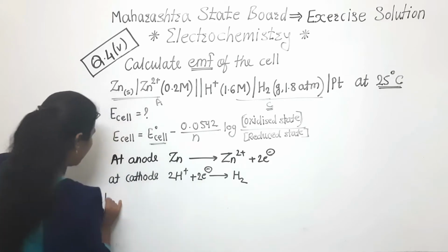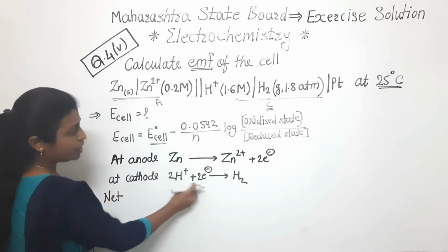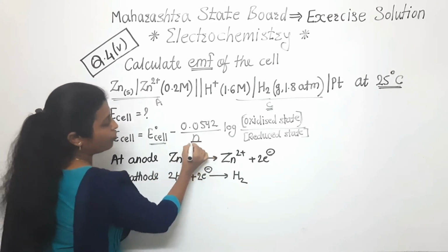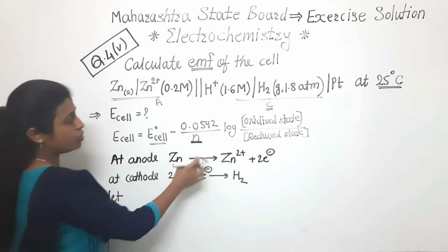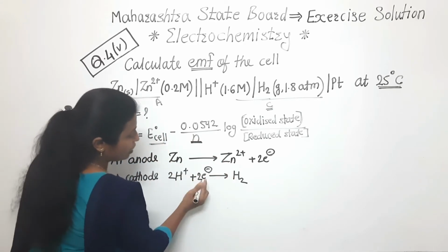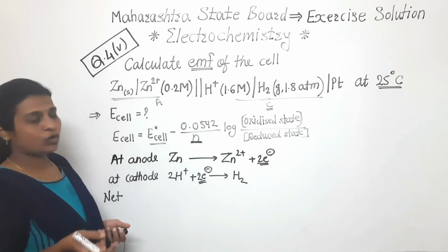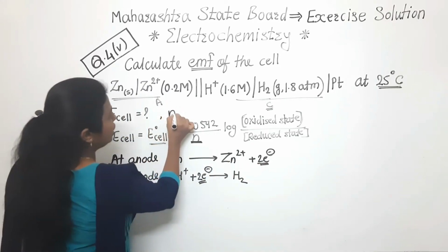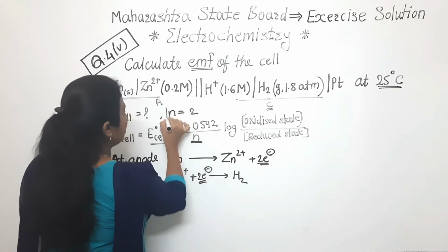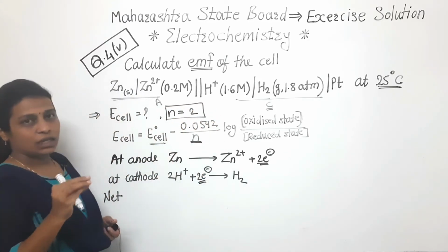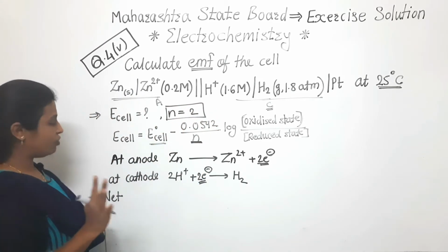Now what will be the net reaction? From here we are getting the value of n. Formula we understood. Now n, that 2 electrons are there, and n is nothing but the number of moles of electrons. So n is equal to 2. Here we got one given data.